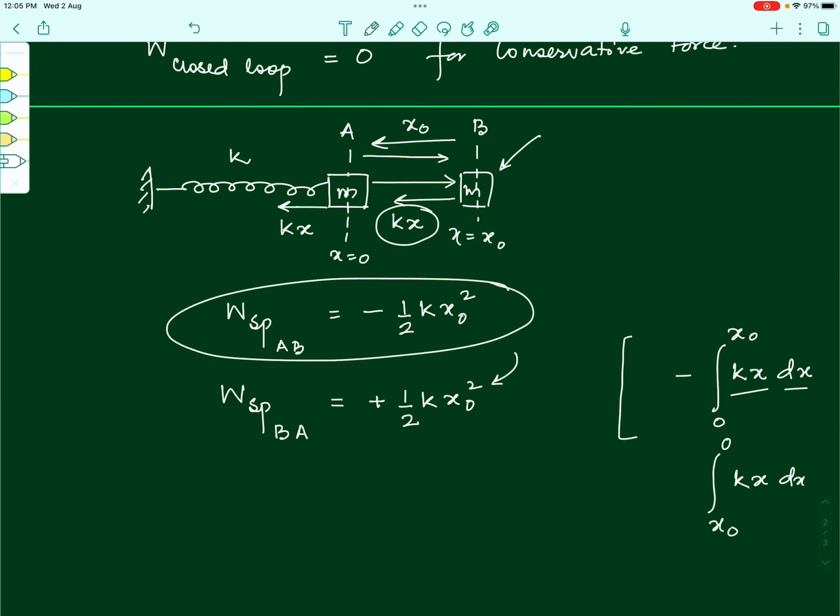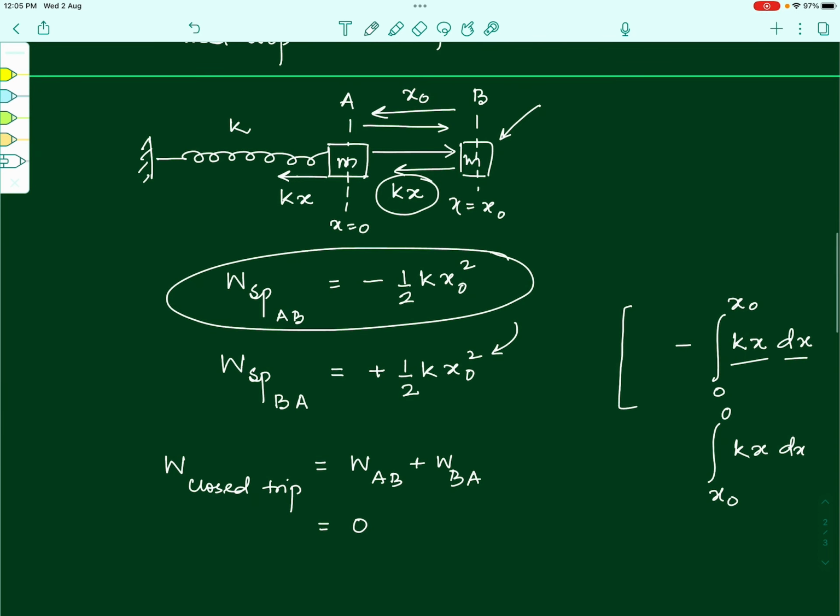So, now understand that when we once again try to find out the work done for the closed trip from A to B and then back to A, this will be nothing but the work done from A to B plus the work done from B to A, which will once again come out to be 0. This makes us understand that a spring force is also a conservative force. Mathematically, this is the definition for a conservative force.